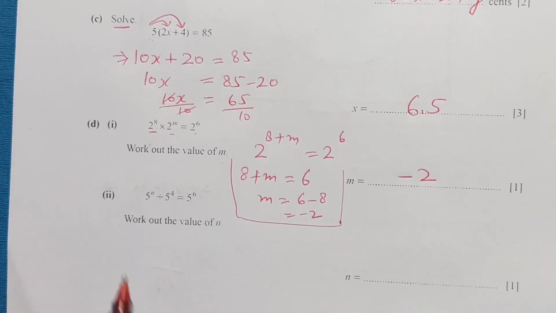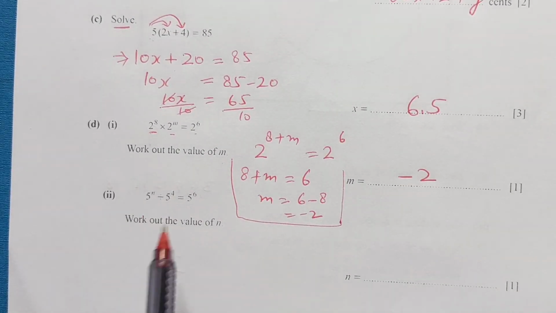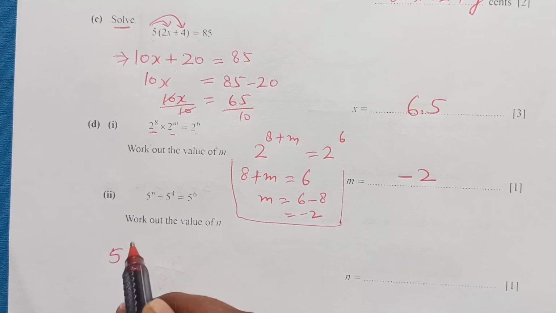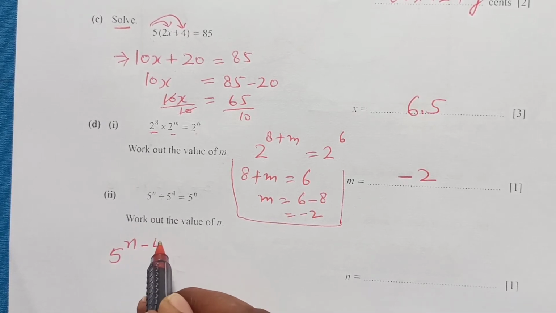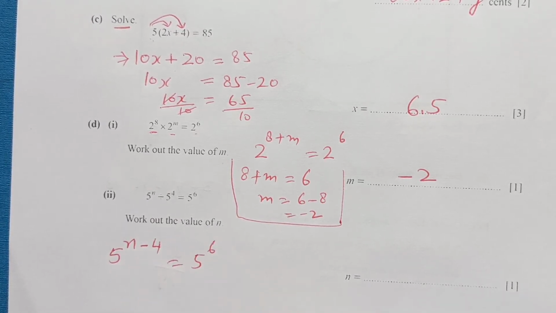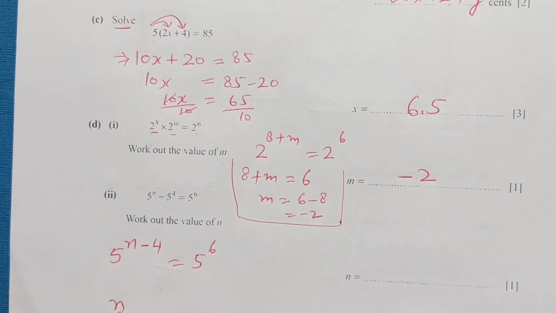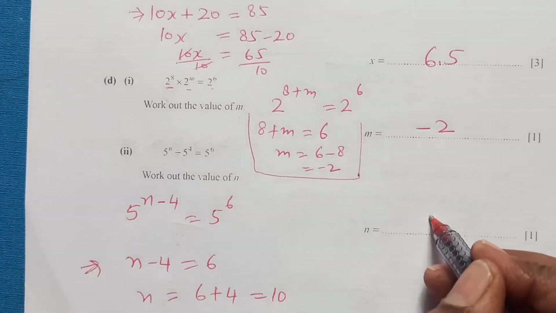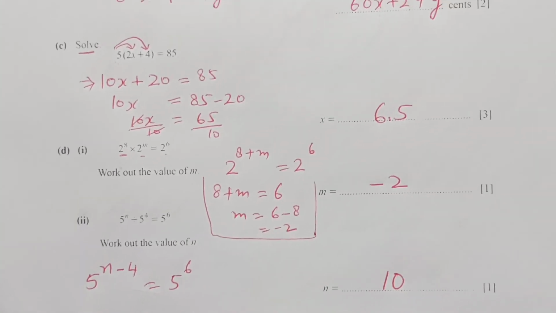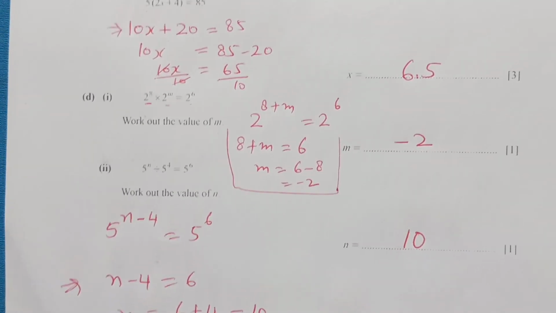Now part 2, 5 power n divided by 5 power 4. If there is a division, we are going to subtract the powers, right? Again our base is the same, so we can equate the powers like this. n minus 4 equals 6. So n will be 6 plus 4, which is 10. So this answer will be 10. So that's it for question number 9.